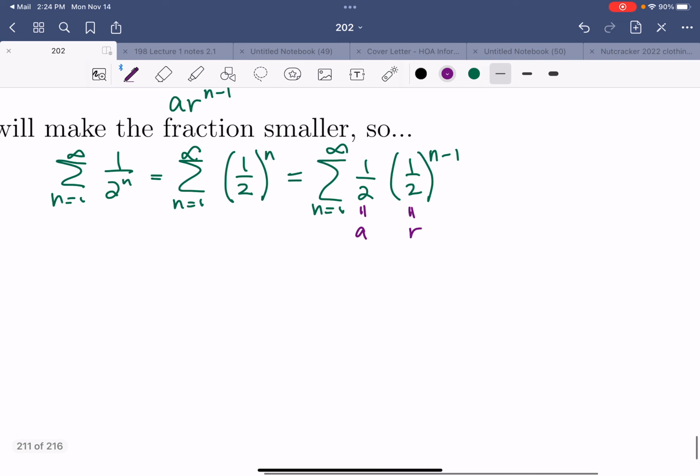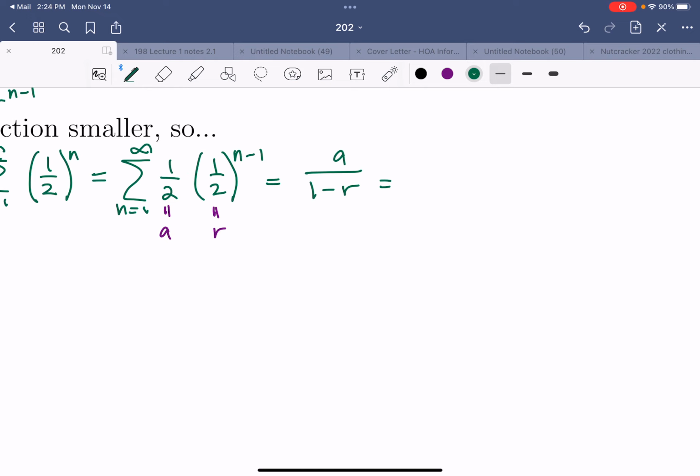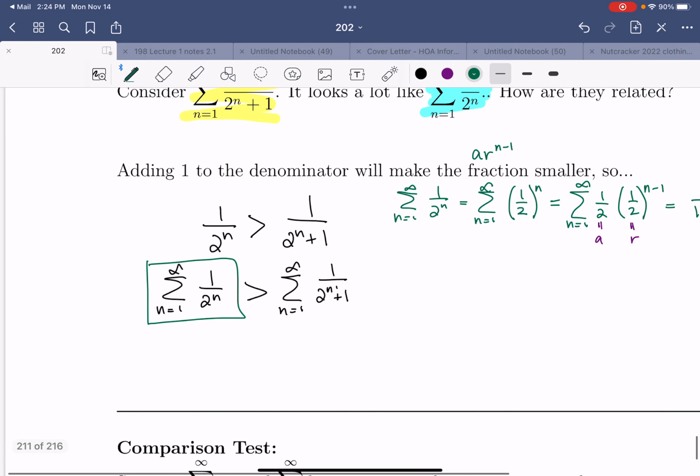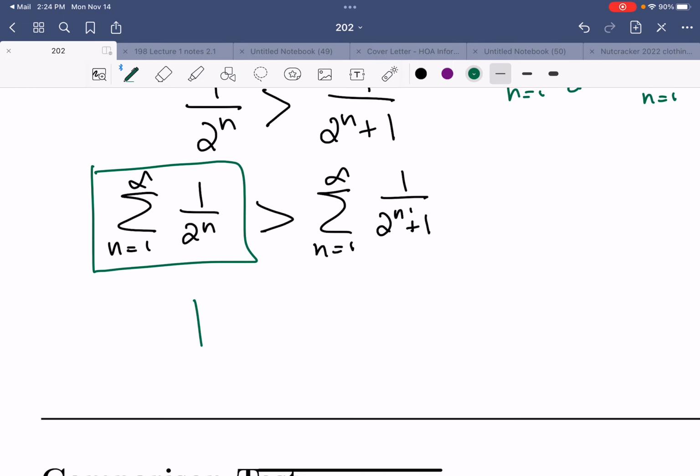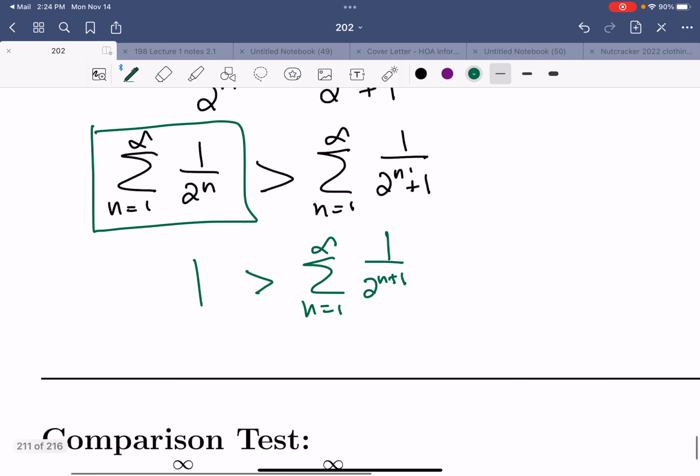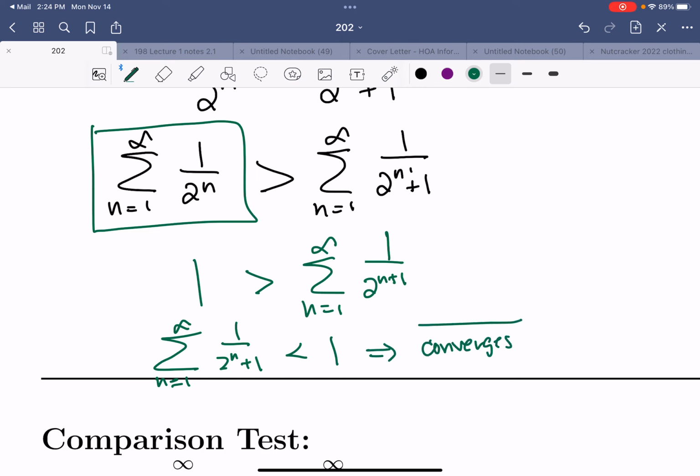And therefore, this series is equal to a over 1 minus r. And that's equal to 1/2 over 1 minus 1/2. And that's 1/2 over 1/2, which is equal to 1. So now I know that that series is equal to 1, and if I flip this around, what I actually have is that the sum n equals 1 to infinity of 1 over 2 to the n plus 1 is less than 1, and therefore it must converge. Okay, because the sum is less than a specific particular number.